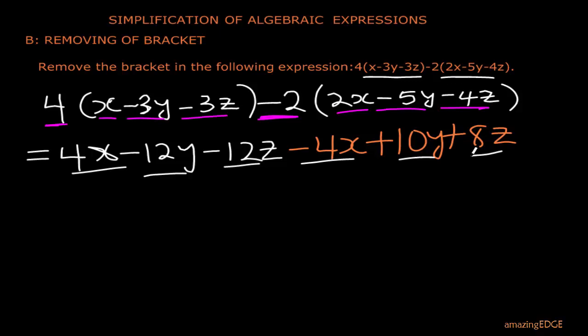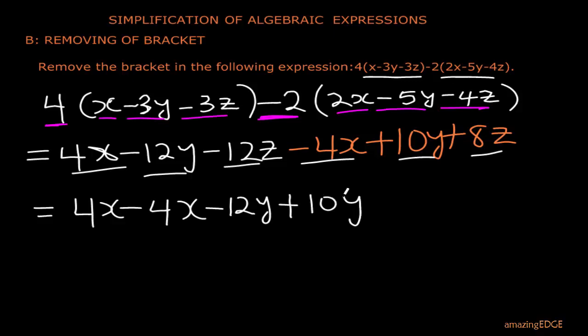So we now put everything together. This will be equal to 4x, and we get the other minus 4x; we put it together. So we are done with x. Now we move to y. On the left-hand side we have minus 12y, and on the right-hand side we have 10y, so we write plus 10y. We are done with y. The next is to handle z. Here we have minus 12z, and then we have plus 8z. So we have pulled everything together.